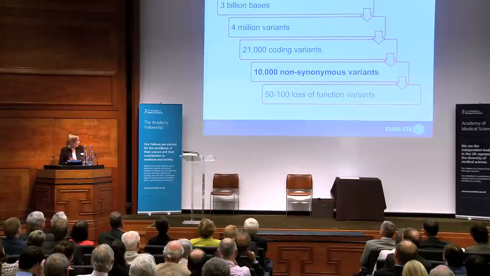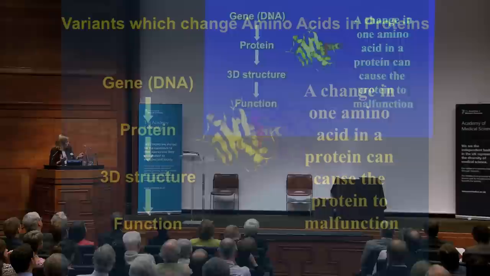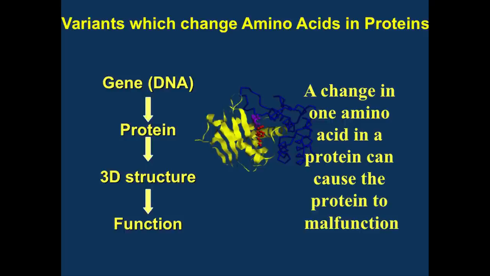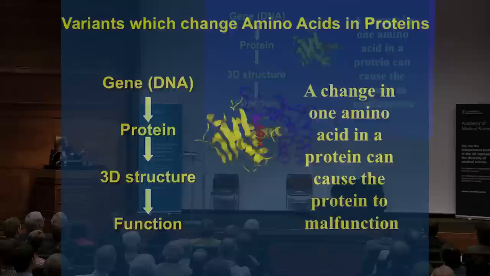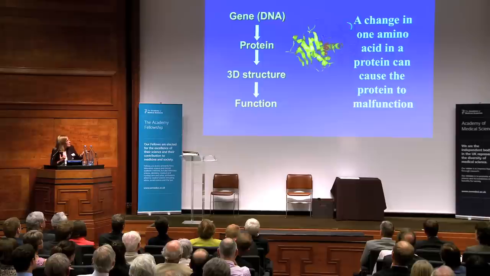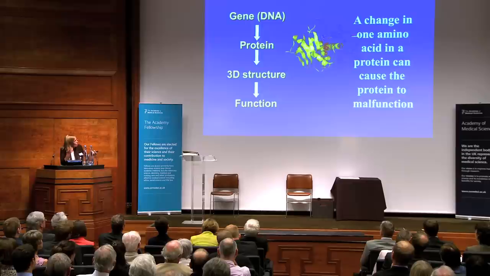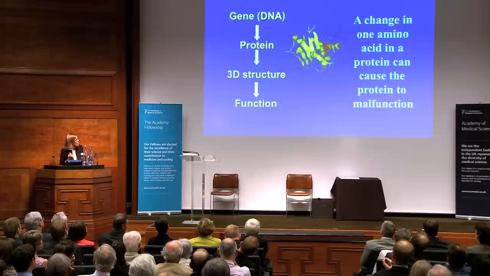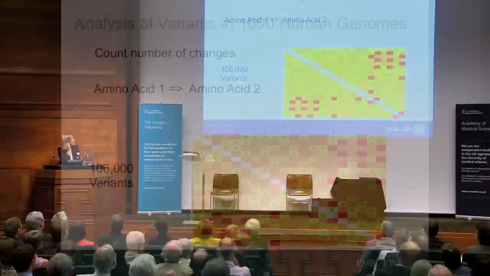And so the question is, we are now in a unique position because we have, for the first time, data for individuals. And we can look at variations, and we can look at the variations which change amino acids in proteins. Because my background is in protein structure, we know that the gene sequence determines the protein amino acid sequence, which determines the 3D structure and its function. And it is clear that a change in one amino acid in a protein can cause the protein to malfunction.